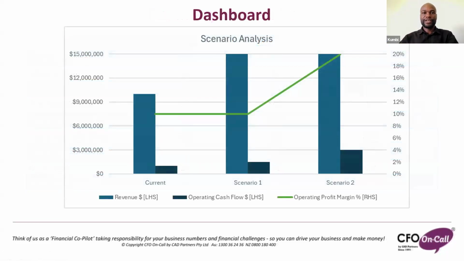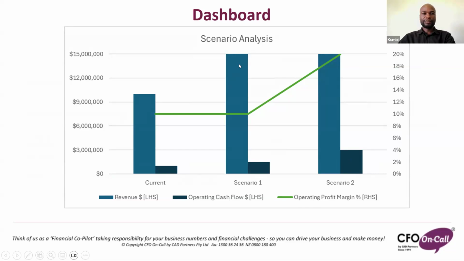So this is just an illustration dashboard. To the right-hand side, that's our percentages, which is our operating profit margins. We started off at $1 million in operating cash flow, and the cash flow goes up to 1.5 in the first year with the status quo scenario. And then with automation, it goes up to $3 million.